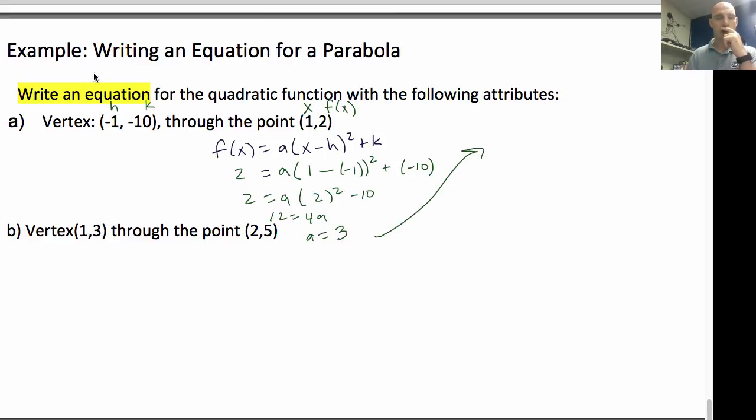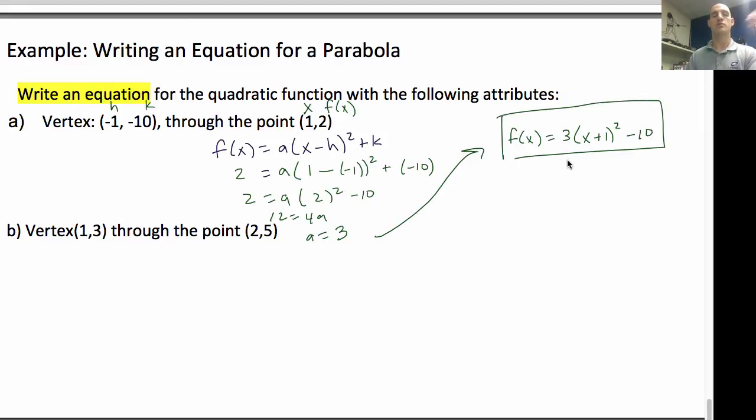And so then I'm going to write an equation using those pieces that I just found. My equation has to be f of x is equal to a times x minus h plus k. So I had a plus 1 because x minus a negative 1, and then plus k would be minus 10. This is my equation right here using my a that I found from plugging in all of my information.